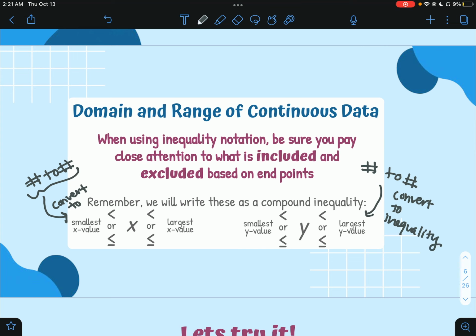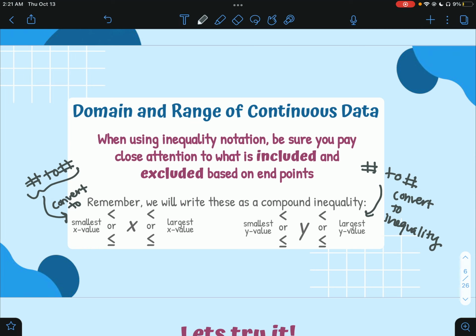Now, you'll see these two formattings are both at the top of your page, but when writing an inequality, it is generally from that smallest value. You use one of your inequality symbols, x, which is less than or equal to your largest value.